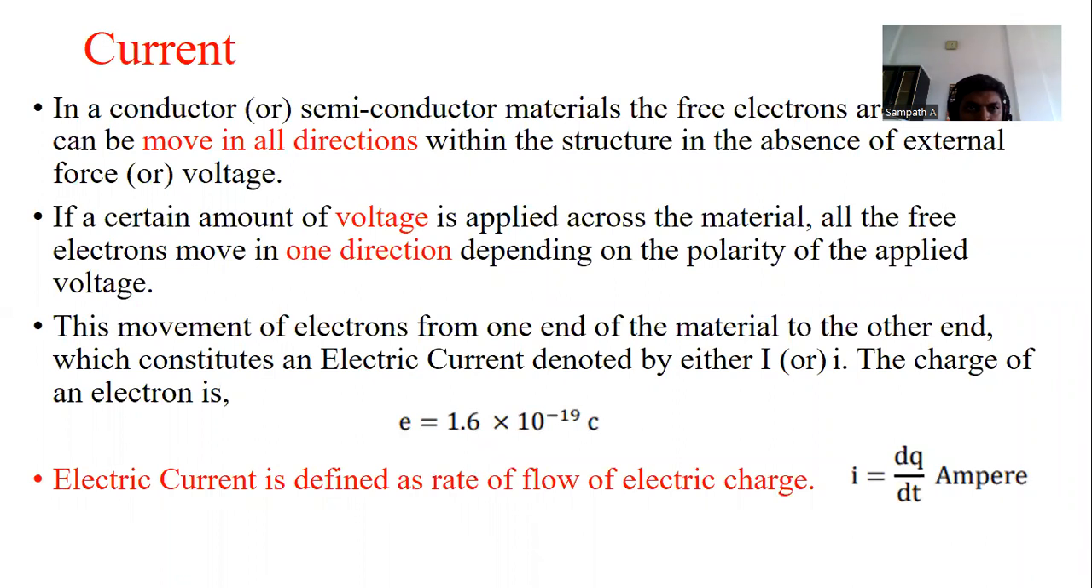The next one is current. I hope all of you are familiar with this term, current. It is a flow of electrons from one point to another point in a particular direction. We should indicate the direction of current also. The unit of current is ampere. It is majorly denoted by the formula I equals dq by dt, the change in charge with respect to time.